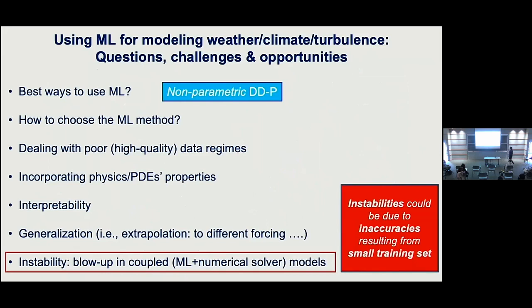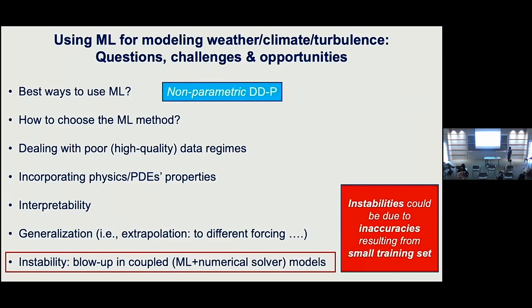So here's the conclusion so far. With regard to instability, we think instabilities could happen due to inaccuracies that result from a small training set. Of course, we're not saying that this is the case with any instability that people find in this kind of world, but this is a simple diagnostic that can be done to get a sense of whether this difference between backscattering and diffusion is the problem.